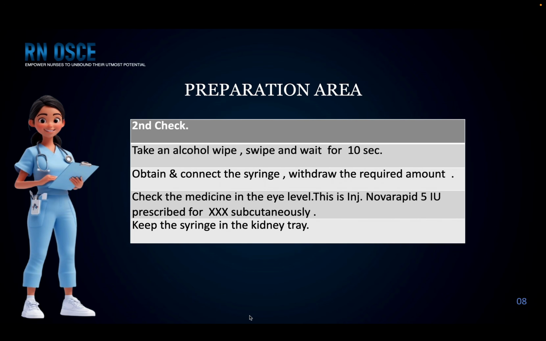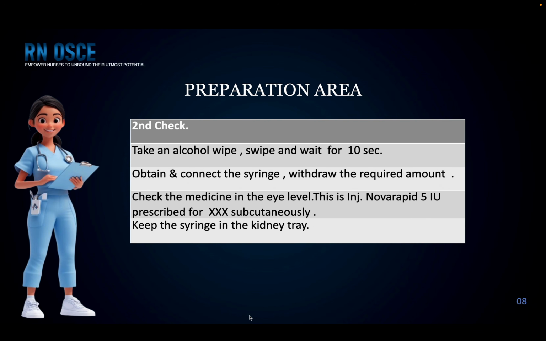Take an alcohol wipe, swipe and wait for 10 seconds. From the rack, obtain and connect the syringe. Withdraw the required amount. Check the medicine at eye level and verbalize: this is injection Nova Rapid 5 international units prescribed for my patient subcutaneously. Could you please recheck this?